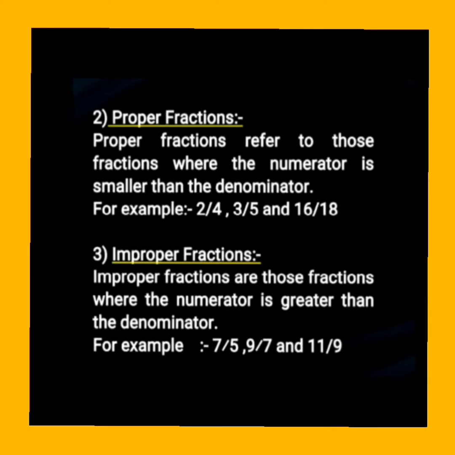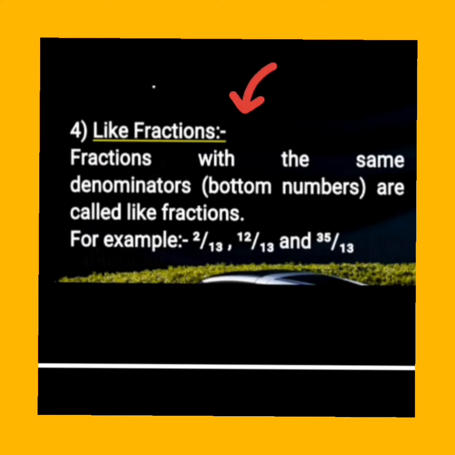Next is like fractions. Fractions with the same denominators are called like fractions. For example, 2 upon 13, 12 upon 13 and 35 upon 13. In all three examples, denominators are same. So these are called like fractions.